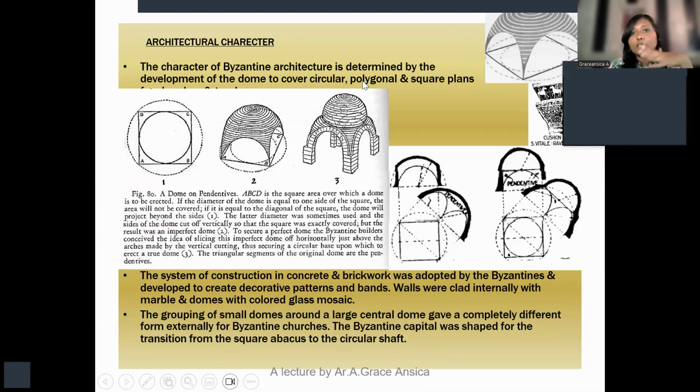One more basic character in Byzantine architecture is the dome. For the construction of domes, you have a square plan that needs to be converted to a circular plan for the dome. This is a square plan. If I draw a circle inside it, you can see that the corners create a kind of triangular portion.